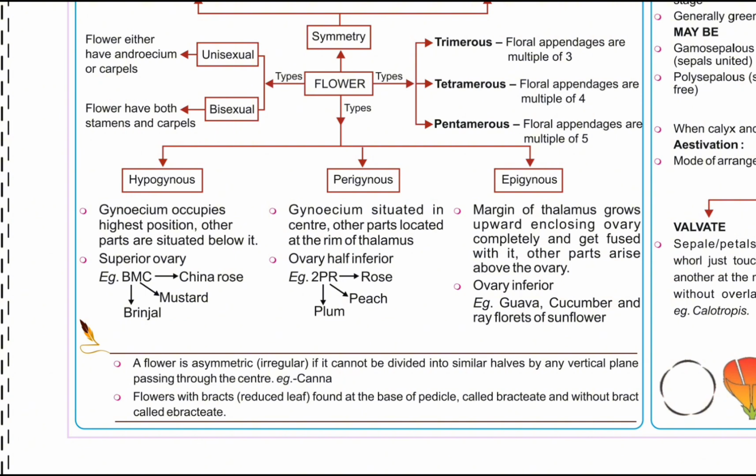Perigynous: the gynoecium is situated in the center, and other parts are located at the rim of the thalamus. The ovary is half inferior. Examples: plum, peach and rose.